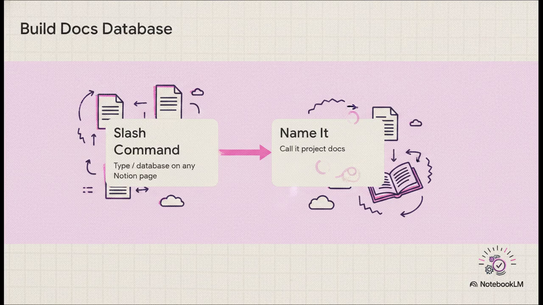To build a central docs database, just go to any page in Notion and type /database. Step 2, name it something crystal clear like Project Docs. This one single database is your client's brand new source of truth for all those pesky strategy notes and tech specs that usually just vanish into the digital void.